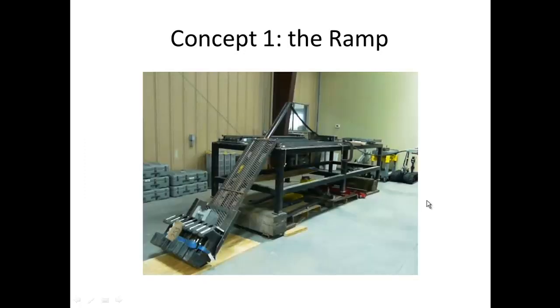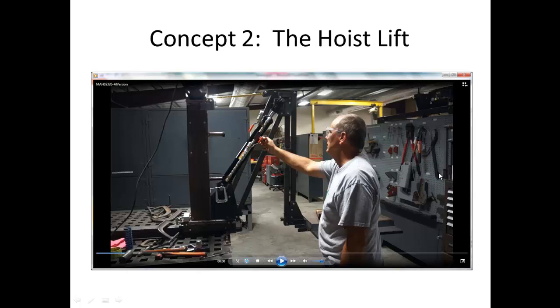In our example of the lift, the first concept is a ramp. You see the ramp here where the weights simulate the robot sitting on the ramp, and the robot slides up this part, and then the whole thing tilts over and slides into the simulated tank. The second concept I call the hoist lift. This is where we have a hoist where the strap pulls the lift up and pulls the robot into the simulated tank.